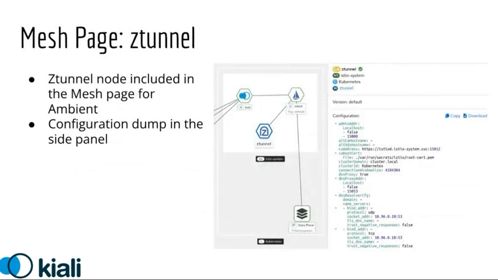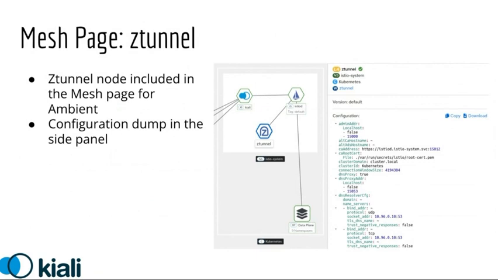Okay, now Yosun is going to talk about this. Thank you, Alberto. So as you may already know, the mesh page in Kiali is a page that includes a graph with the different components of our mesh, which can include our Istio and Kiali instances, our data plane, and recently we have added the gateways and also the waypoint proxies. And in this release, we are adding a new node: the ztunnel.